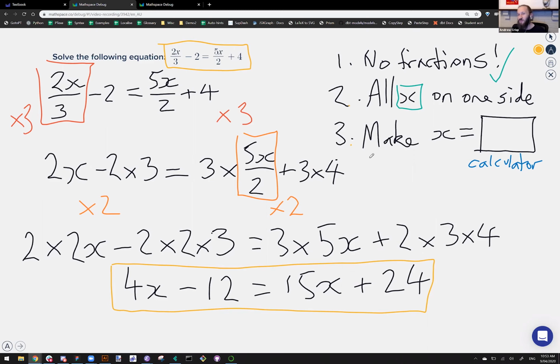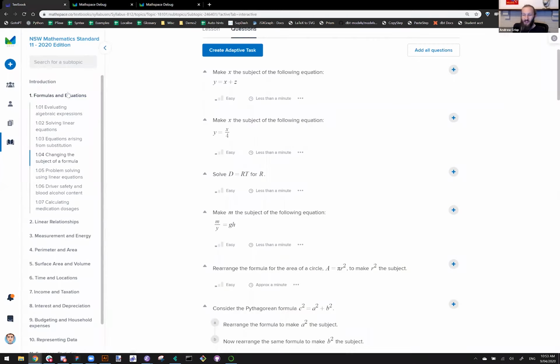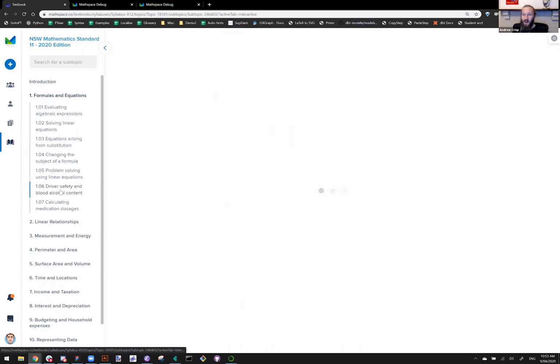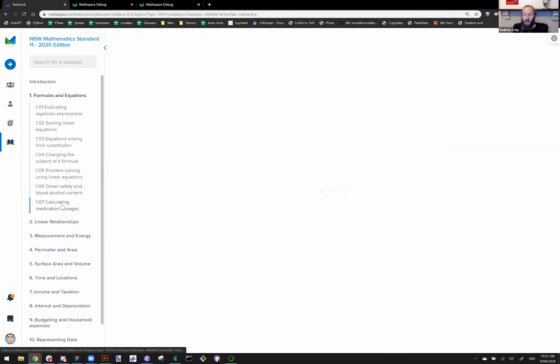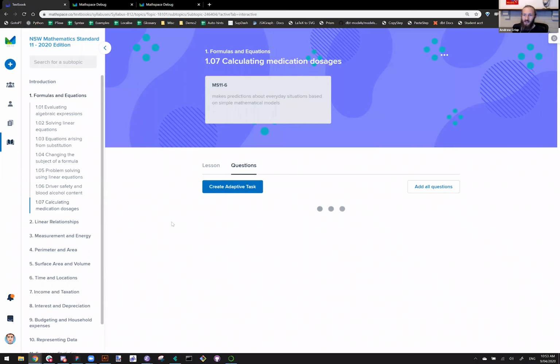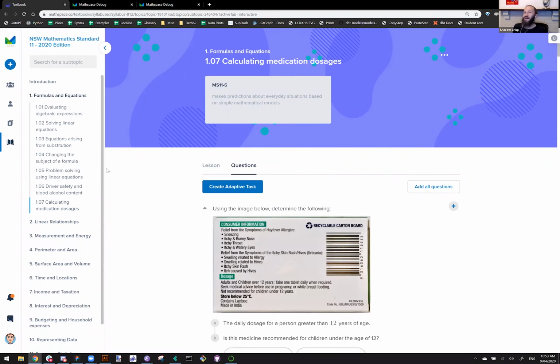There are a couple of extra items to finish off your understanding of formulas and equations. There's an applied unit on driver safety and blood alcohol content, and another applied unit on calculating medication dosages. So if you are all the way across everything I've done, maybe you've even mastered some of these ones at the beginning, then have a go at these applied sets. Make sure that you can take that knowledge and use it in a context that really matters.